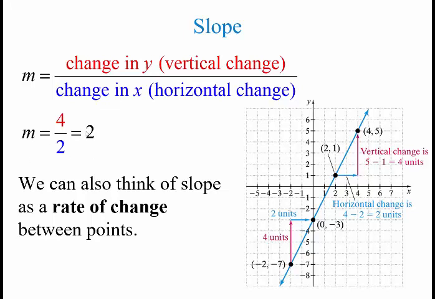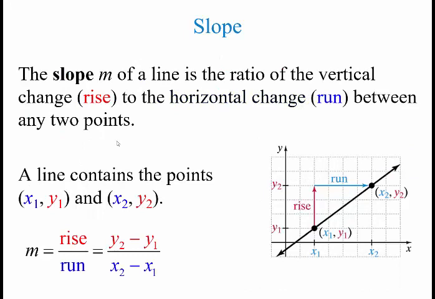But there's a more concrete formula for this. Here's the formula. The slope M of a line is the ratio of the vertical change, the rise, to the horizontal change, the run, between two endpoints. Ratio is division, so you might have heard of slope as rise over run. A line contains the points (x1, y1), which will be right here. What that sub means is this is the first x value, this is the first y value. And over here we have another point on the line, which we'll designate as (x2, y2), meaning the second x value, the second y value.